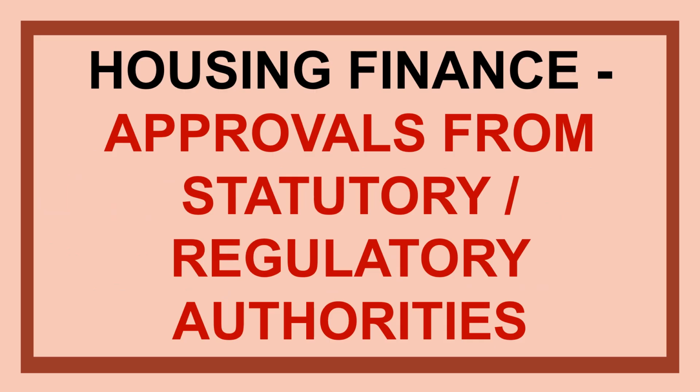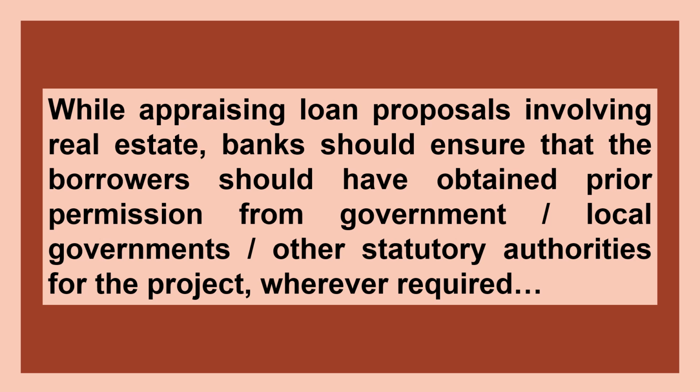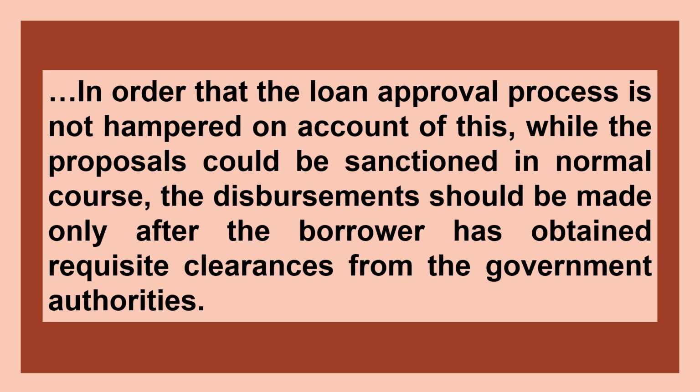Housing finance approvals from statutory or regulatory authorities. While appraising loan proposals involving real estate, banks should ensure that the borrowers should have obtained prior permission from government or local governments or other statutory authorities for the project wherever required. In order that the loan approval process is not hampered on account of this, while the proposals could be sanctioned in normal course, the disbursement should be made only after the borrower has obtained requisite clearance from the government authorities.